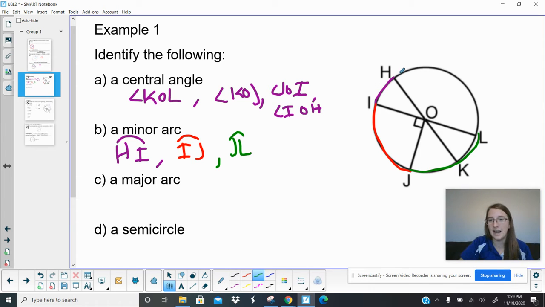Other options again, HL, that's a minor arc as well, as long as when you follow it with your pencil, you're drawing less than half the circle.